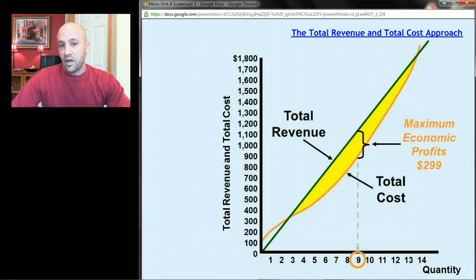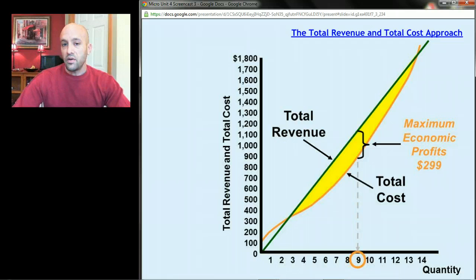Now, maximum economic profit happens where we see the biggest spread between total revenue and total cost, the biggest difference between the two. Here in this graph, as it was in the table, that's happening at 9 units. So if you see a graph like this, what you're looking for is the biggest spread between the total revenue line and the total cost line.